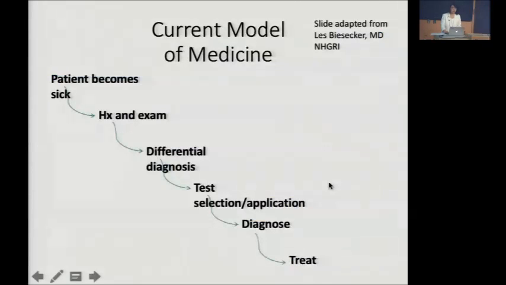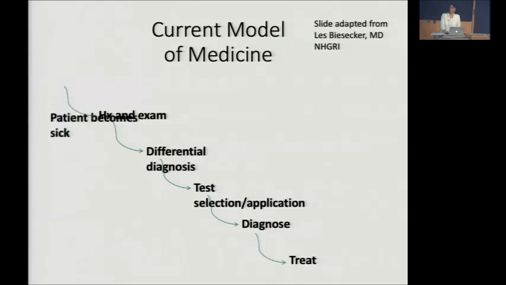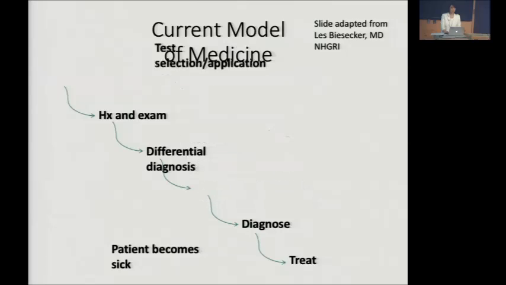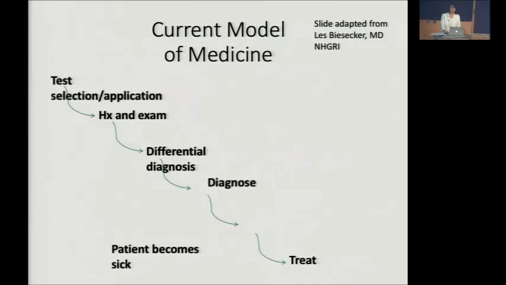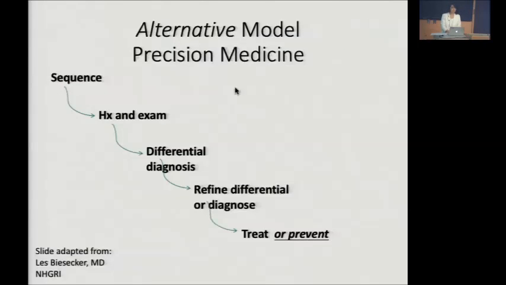So our traditional model of medicine has been something like this, where first the patient becomes sick. That's our starting point. Then we do a history, an exam, a differential, select a test, make a diagnosis, and treat them. Does this sound familiar? Yes. But in precision medicine, we basically can rearrange the pieces and put genetic evaluation front and center at the beginning. Again, with the idea of preventing disease in the first place.